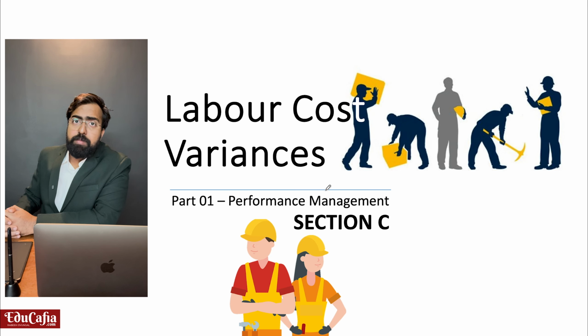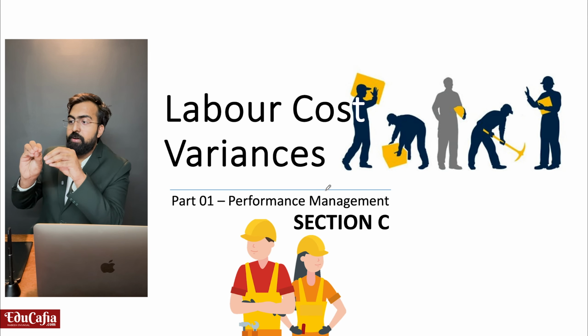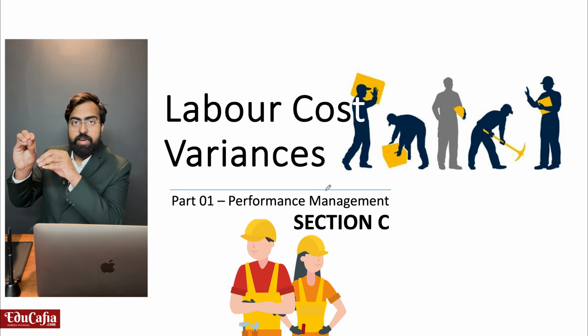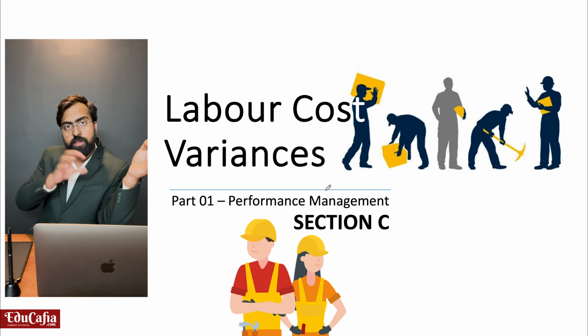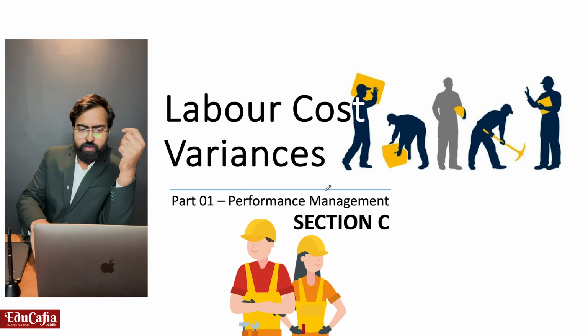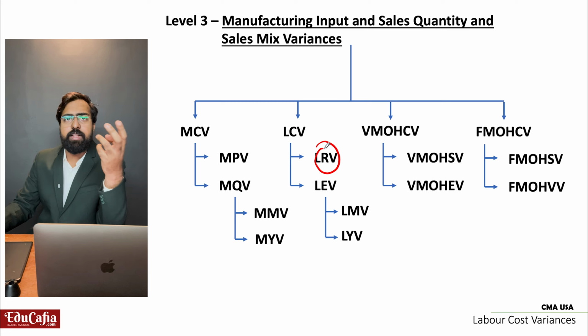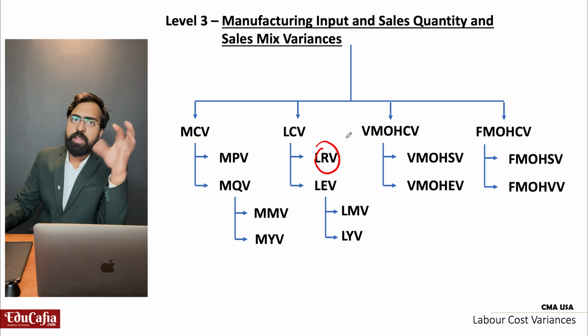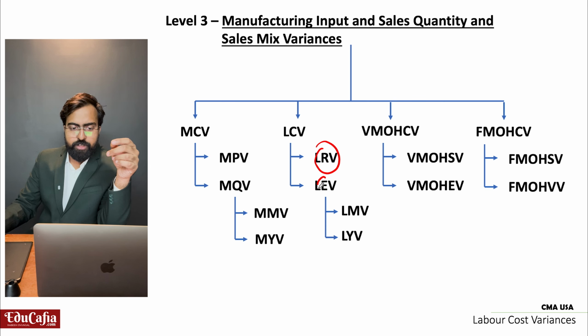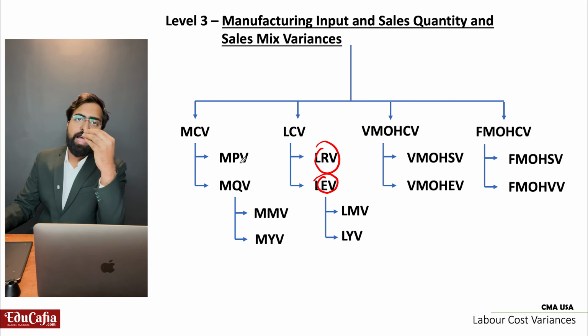Not only in material, in labor also there may be a variance. Like we have calculated this much labor cost as standard, and actually something different happened. So there will be variances. Why these variances? It is mainly because of two things. One is the rate. In standard they have taken one rate and actually the rate is different. Otherwise, efficiency: the hours they have used may be different from the standard.